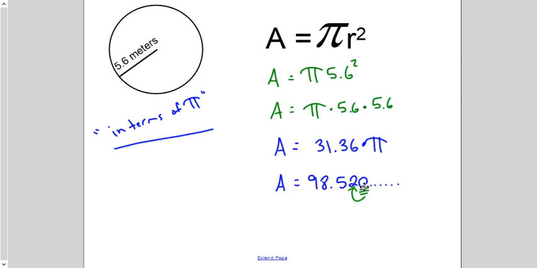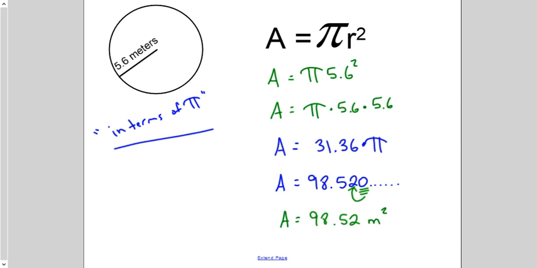0 is less than 5, so that means I'm going to keep this 2 exactly the same. And this becomes meters squared. It's an estimation or a rounded estimate. It's not exact, but really it'll be very, very close to being accurate to the real answer.